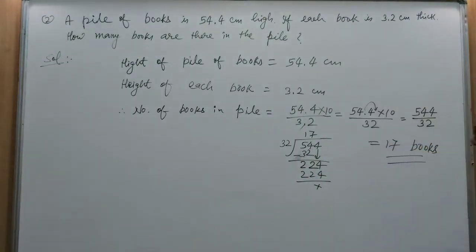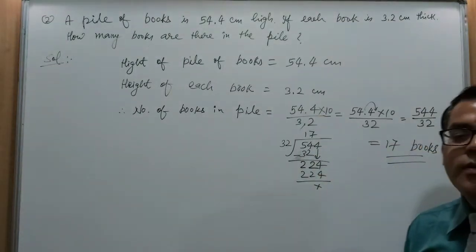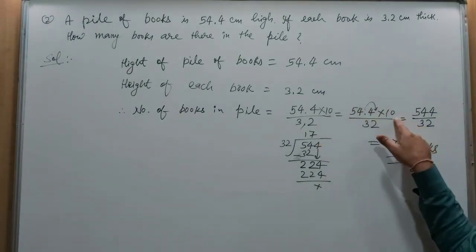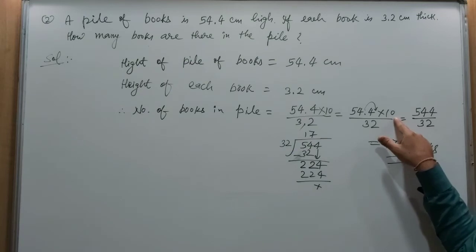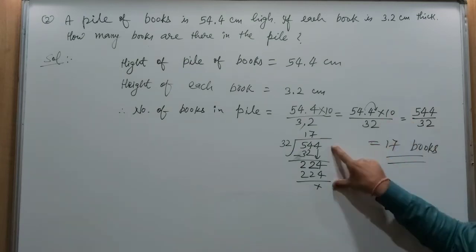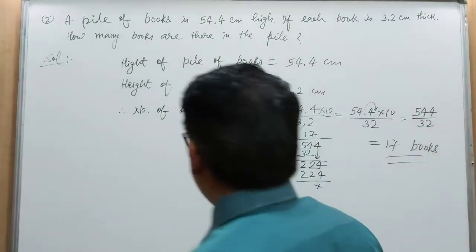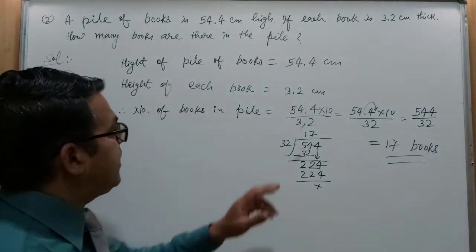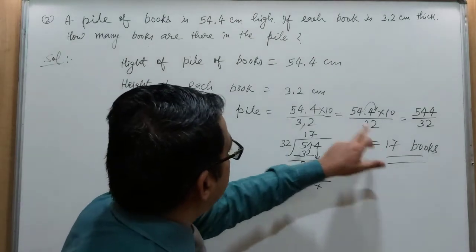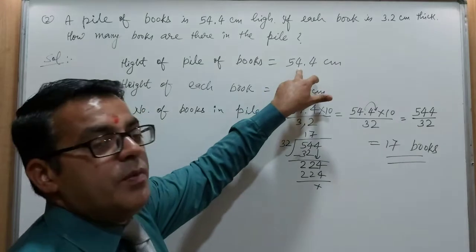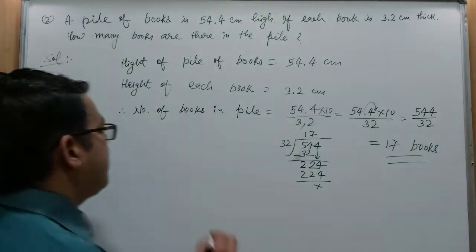We learn how we can divide decimal numbers, and even how we can multiply decimal numbers. Two concepts we learn together here. After solving the division, we have 17 books. Now you can check your answer also. If you multiply this 17 by 3.2, you'll get 54.4. You can check here also.